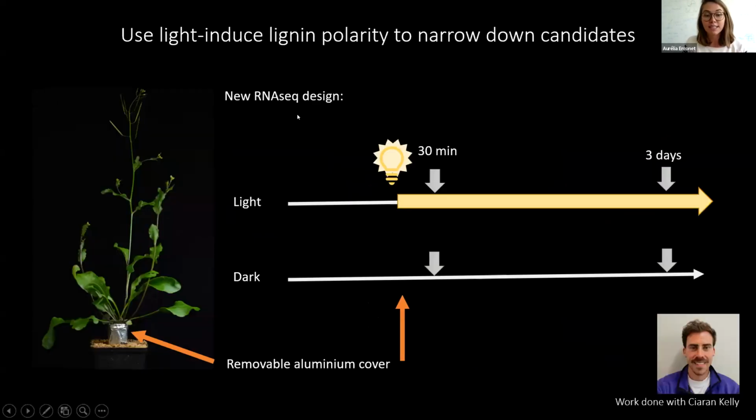So we designed a new RNA-seq where this time we grow subterranean fruits in a Falcon tube that is covered with aluminum so that we can remove it to expose them to light. The idea would be to test, after 30 minutes or 3 days, when we're in the middle of the process of lignification, which genes are induced. In that way, we remove all the genes which are maybe more important for the shape or the development of the fruit, which do not interest us. This is work in progress, and we just got the RNA-seq results. So far, they are not yet analyzed, so we are really looking forward to that.